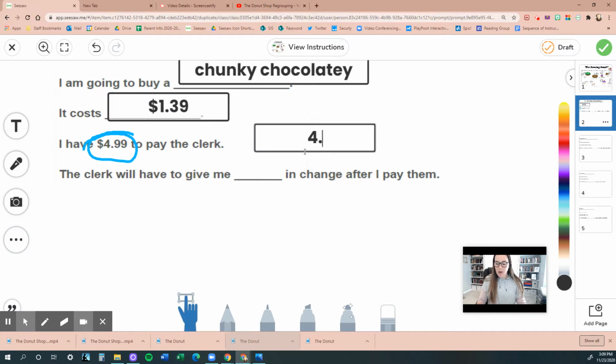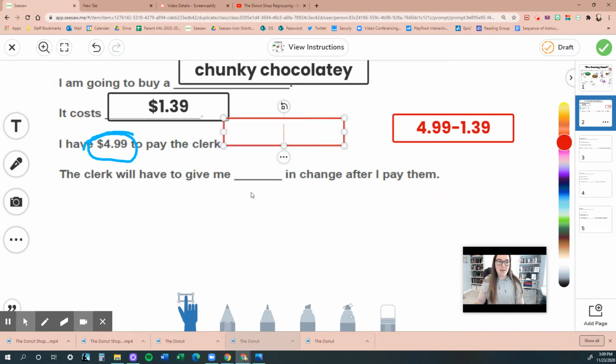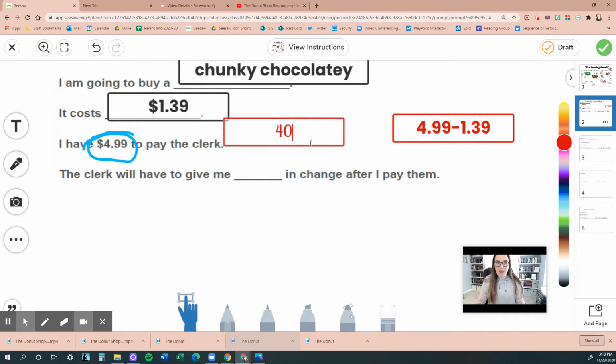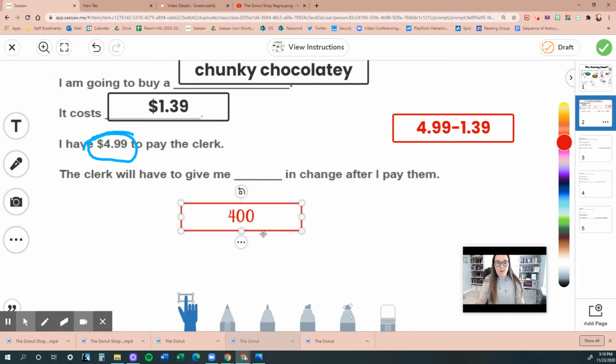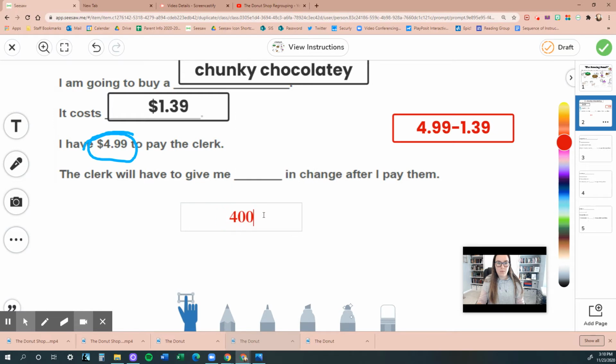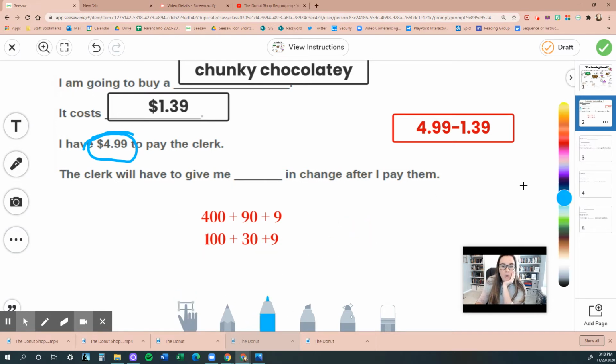I know that when I make change, I have to take how much money I have and subtract the cost of what I'm buying. So I'm going to end up doing $4.99 minus $1.39. Now with expanded form, we're going to end up writing it like this. 400 plus 90 plus 9, so 499, and then I have 139. So I'm going to do 499 minus 139.